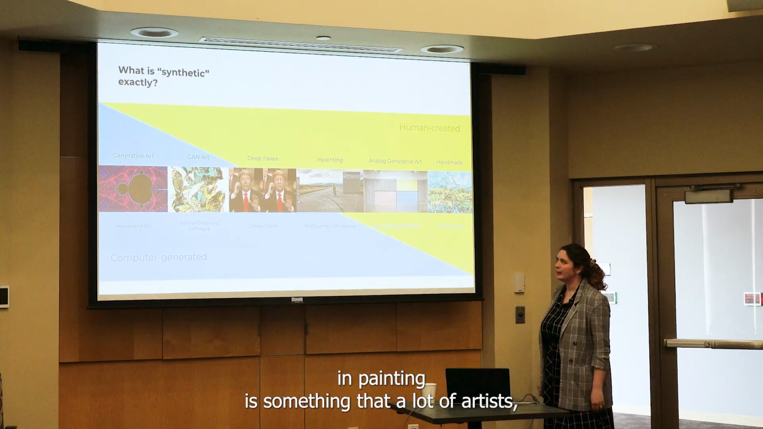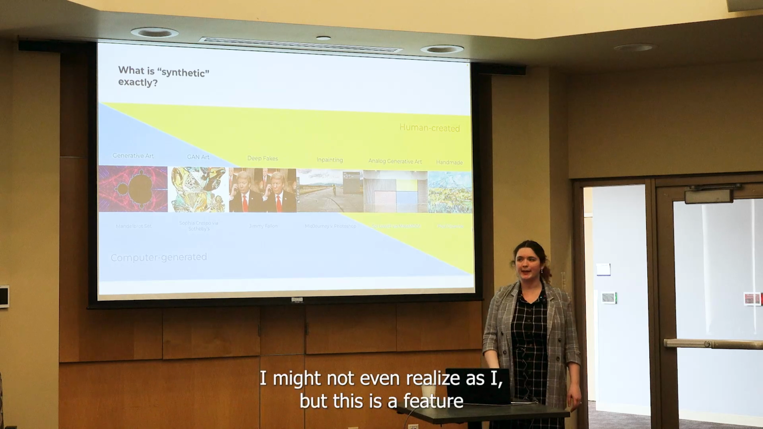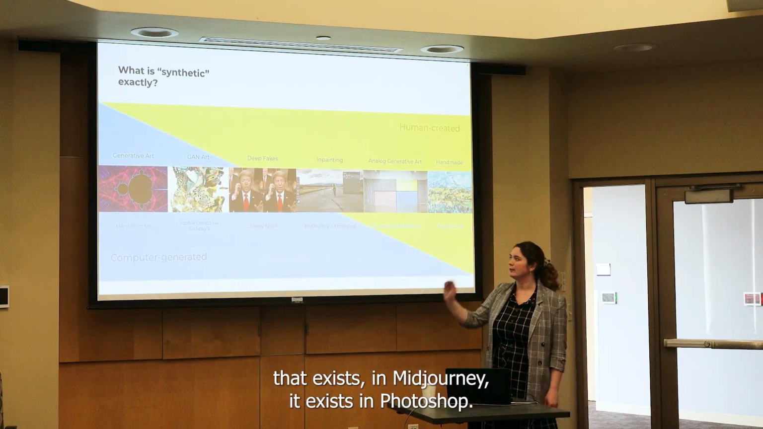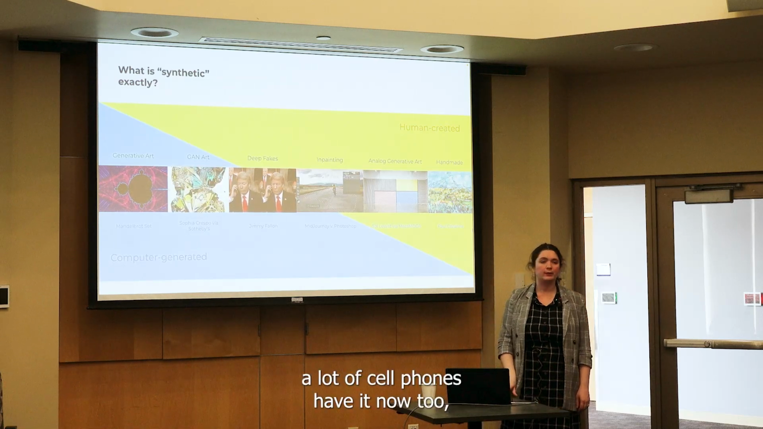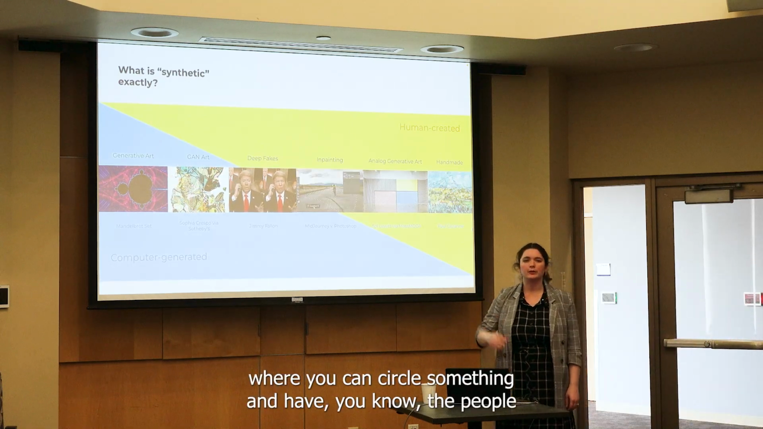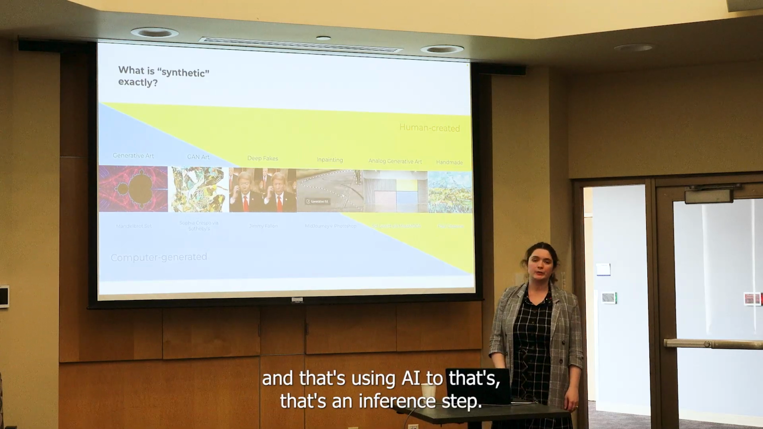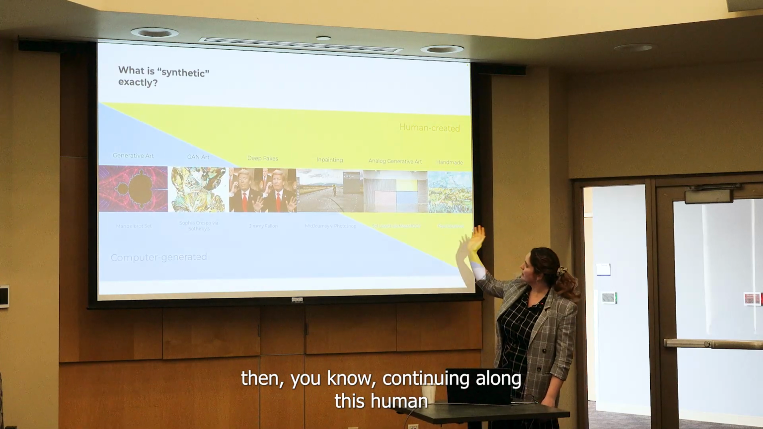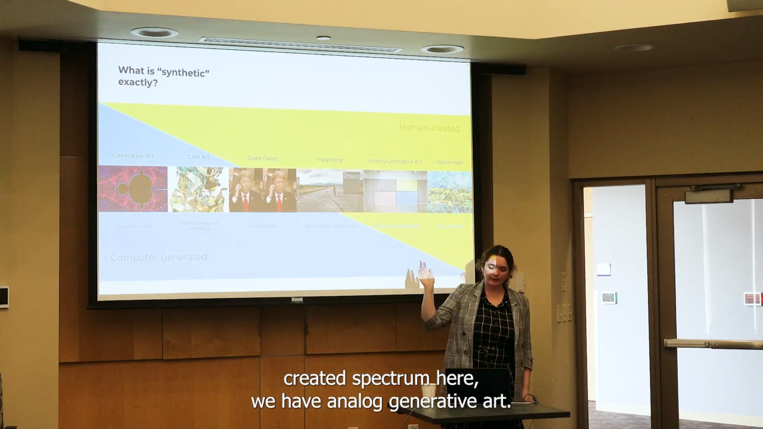In-painting is something that a lot of artists, even those who are very staunchly anti-AI, might not even realize is AI, but this is a feature that exists in Midjourney. It exists in Photoshop. A lot of cell phones have it now too, where you can circle something and have the people in the background of your photo go away or whatever it might be. And that's using AI too. That's an inference step.